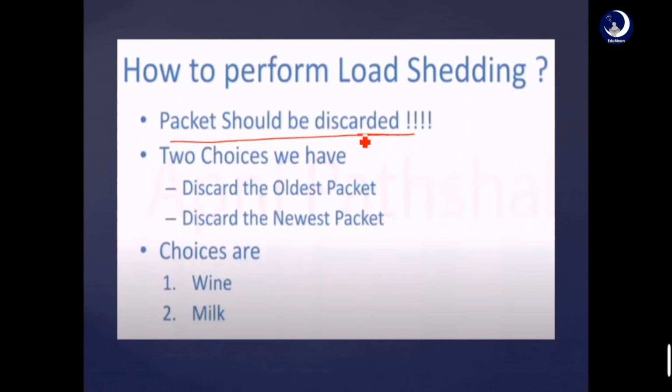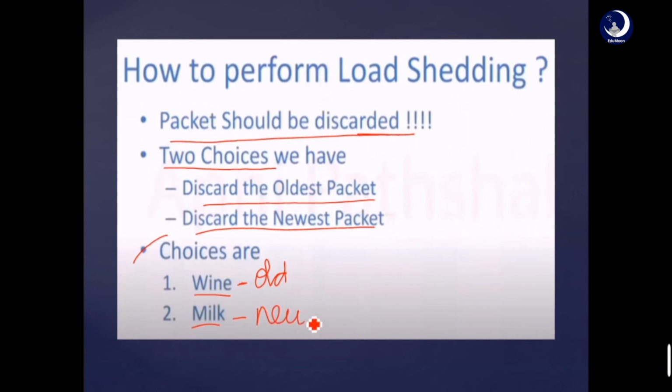Here we have two choices. We can discard the oldest packet or the newest packet. The choices are named wine and milk. Wine symbolizes old and milk symbolizes new. Wine tells us old is better than new, whereas milk tells us that new packets should be given priority.